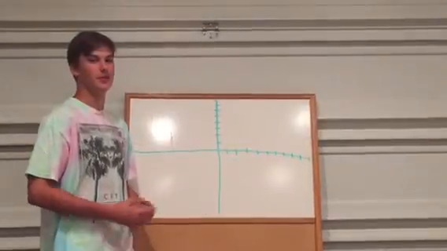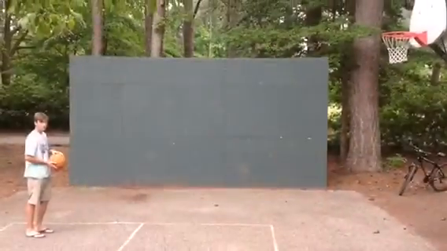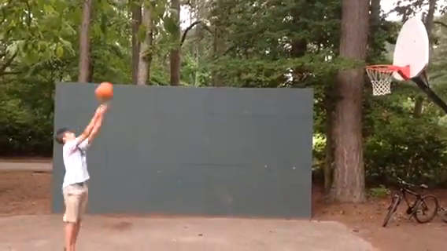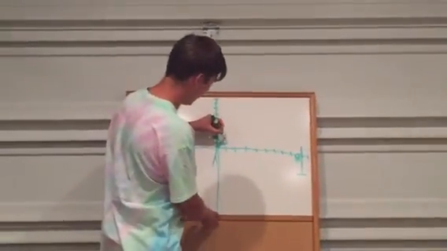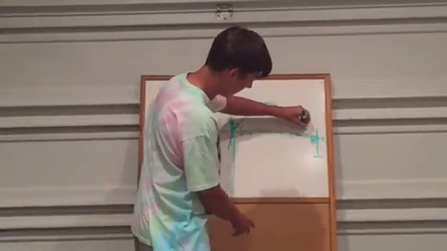One possible real-world application for finding the zeros of equations could be shooting a basketball. You can think of the zeros of the equation as when the ball leaves the hand and when it enters the hoop.